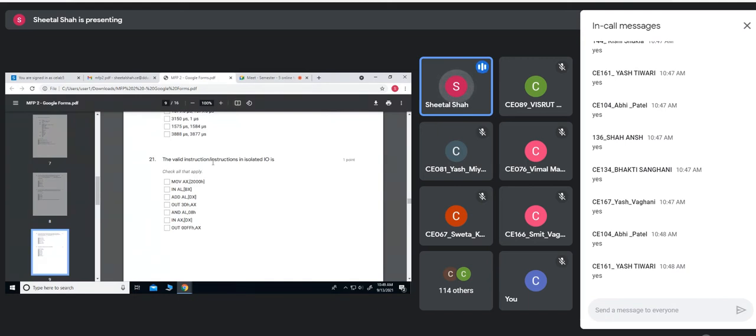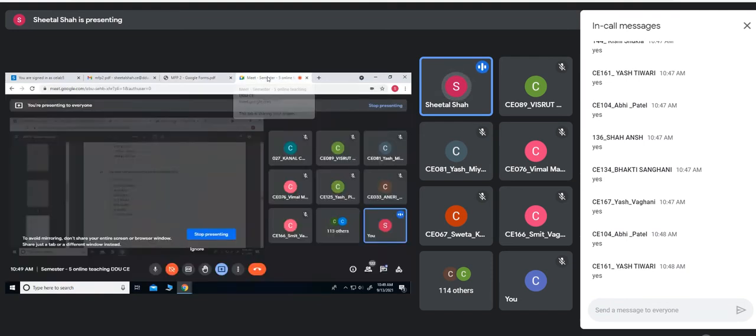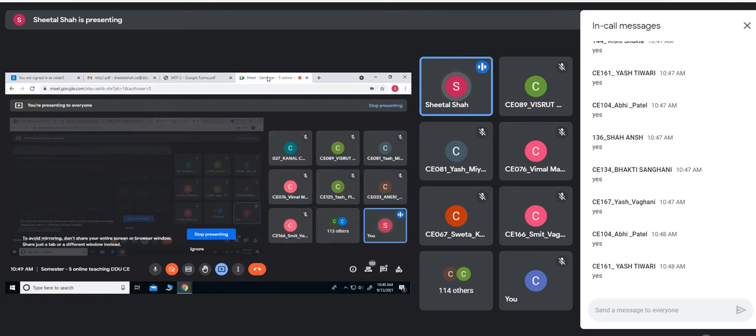The valid instruction or instructions in isolated IO. Isolated IO is the same as IO mapped IO. We have two ways to interface an IO device with the processor: either memory mapped IO, or IO mapped IO, which is also known as isolated IO. In isolated IO, the only instructions used to communicate with the IO device are the IN and OUT instructions.